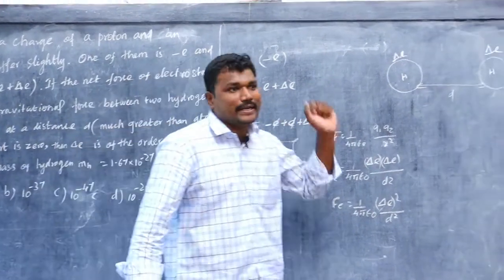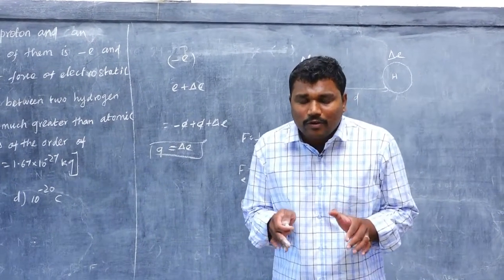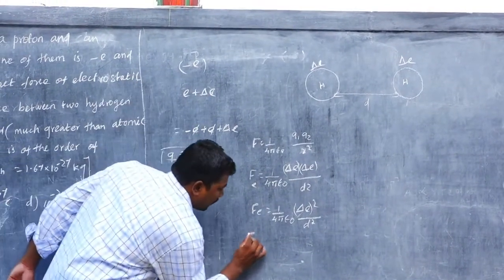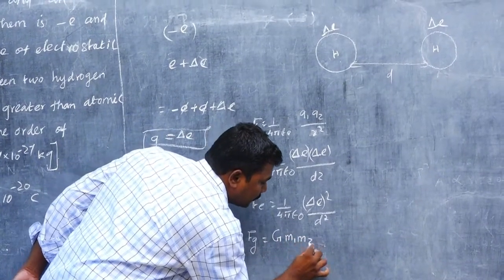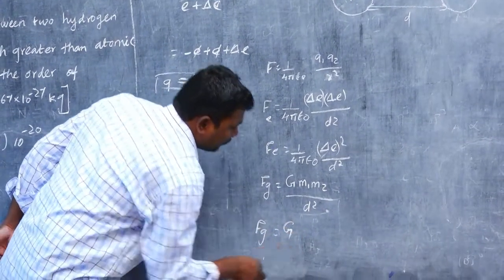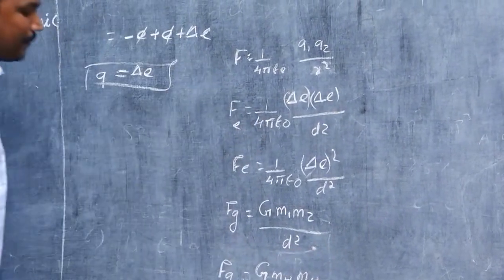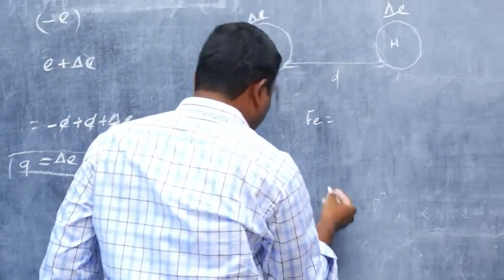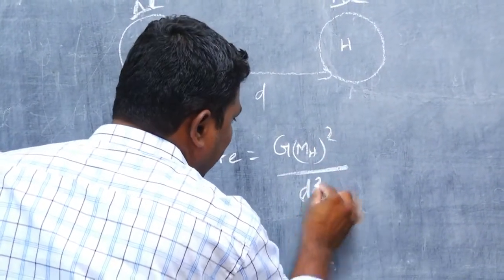Gravitational force between the hydrogen atoms. First, know the meaning of gravitational force: it is the force that acts between two masses. Formula: Fg is equal to G m1 m2 by d square. Fg is equal to G m_H into m_H by d square. Fg is equal to G into m_H the whole square divided by d square.